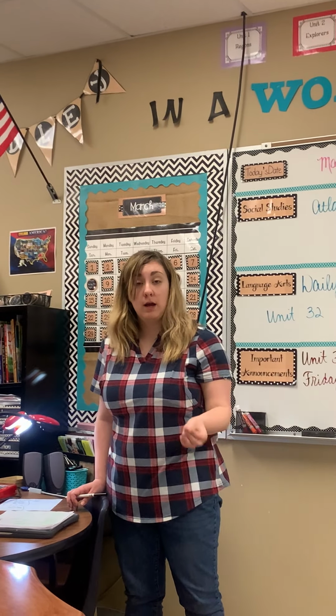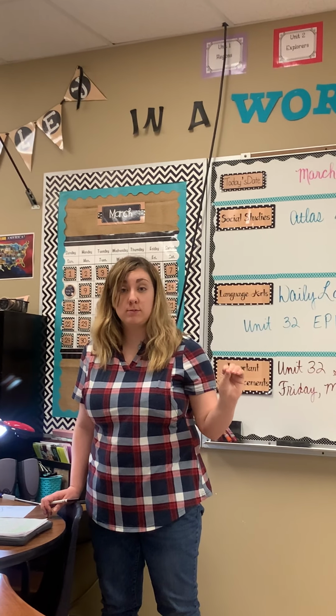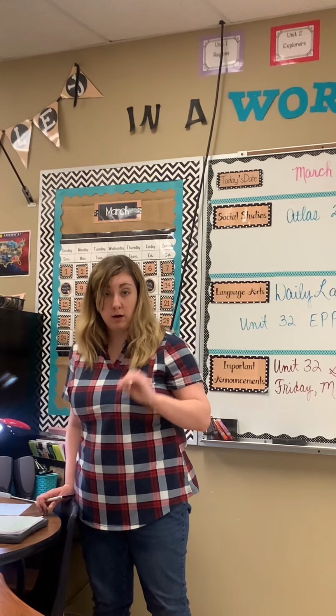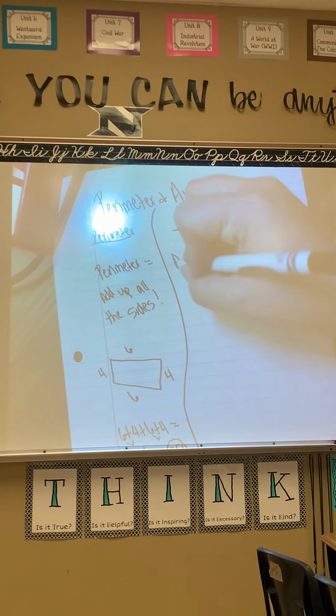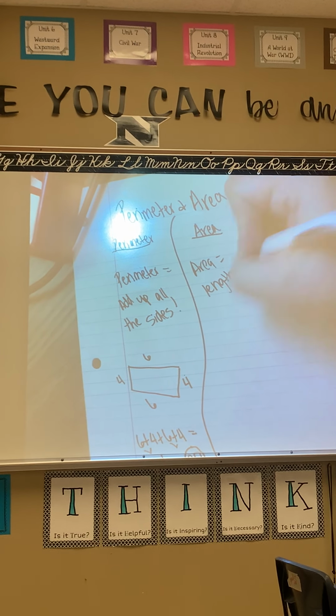Remember that area is different. Area is length times width. Area equals length times width. Say that 5 times to yourself. Area equals length times width. So we're going to write that. Area equals length times width.